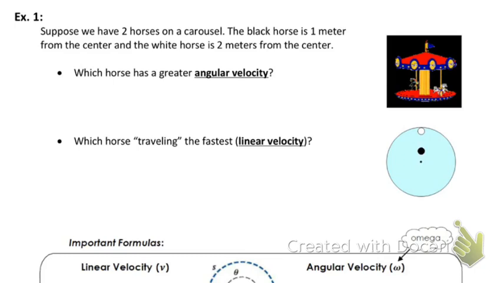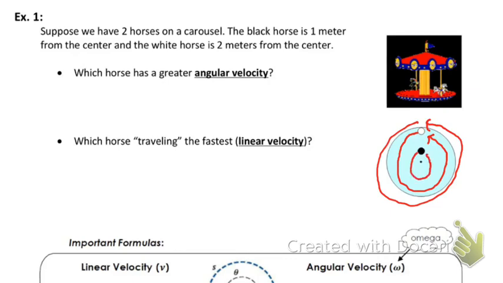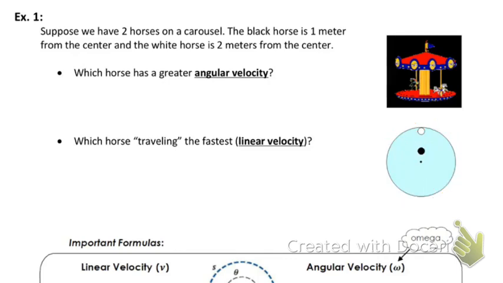When we talk about merry-go-rounds, say it takes 2 minutes to go all the way around. It takes 2 minutes for the merry-go-round to go all the way around. Well, that means it takes 2 minutes for this white horse to go all the way around. And it also takes 2 minutes for this horse to go all the way around. If the merry-go-round is spinning and both horses are fixed to it, they're both going to take the same amount of time to spin. So that's going to lead us to the first question. It says, which horse has the greater angular velocity?